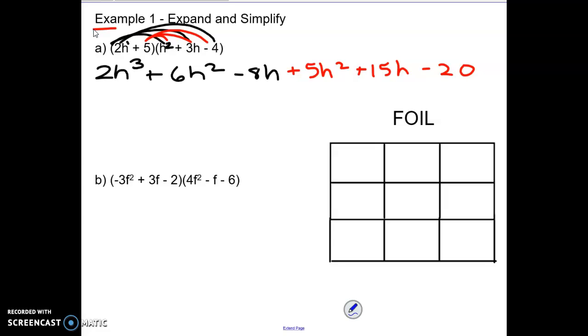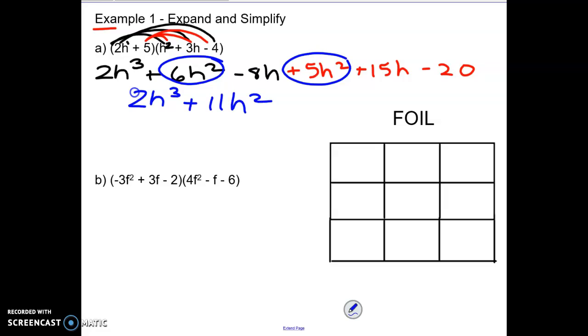So I see 2h cubed, that's the only h cubed. So that's going to stay 2h cubed. But I see that I have a 6h squared and a 5h squared. So when I put them together, I get 11h squared. I also have a negative 8h and a positive 15h. So when I put negative 8 and positive 15, I'm going to get 7h. And then I have that negative 20 at the end that doesn't combine with anything. So my final answer here is 2h cubed plus 11h squared plus 7h minus 20.